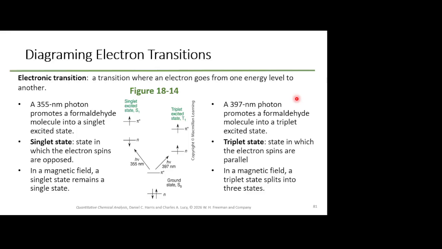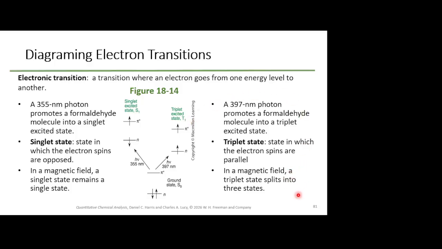A 397 nanometer photon, on the other hand, so 42 nanometer difference, is going to promote a formaldehyde molecule into a triplet excited state. And so a triplet state is going to be where the electron spins are actually parallel to each other. And so you have the same direction on both of those different electrons. So you have the two electrons in these two energy levels here. And so they have the same direction to them. That's going to give you a triplet state.